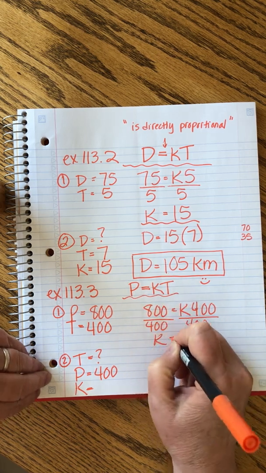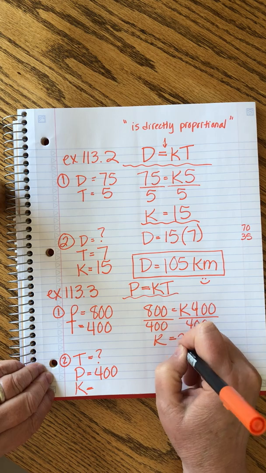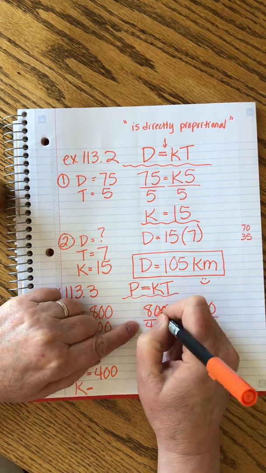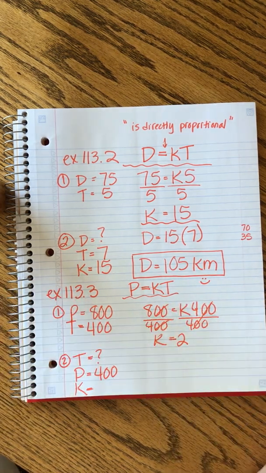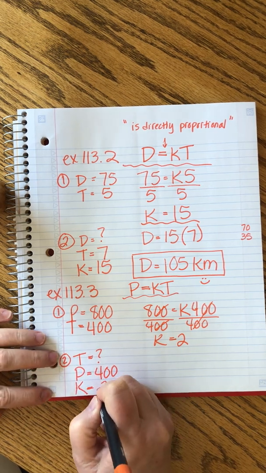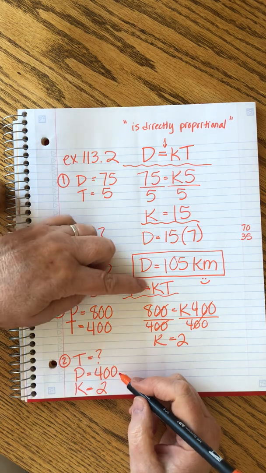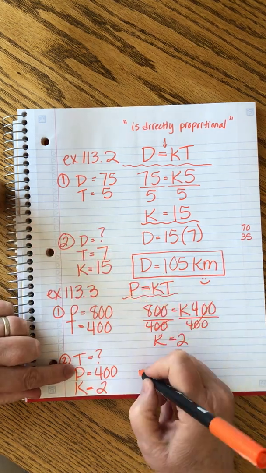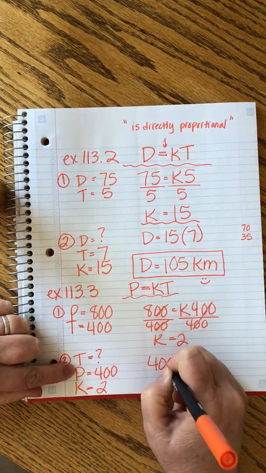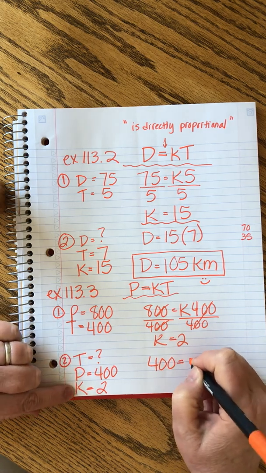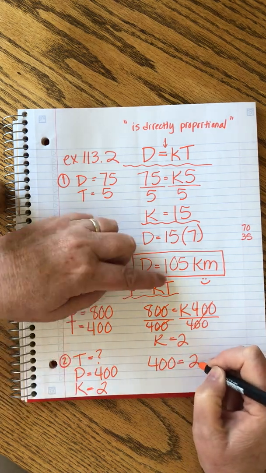So K equals 2, right? This reduces, the zeros cancel. 8 over 4 is 2. Okay, I'm going to write that down here. And now I can write my second scenario. Again, I'm using this. P 400 equals K, which is 2, times T.